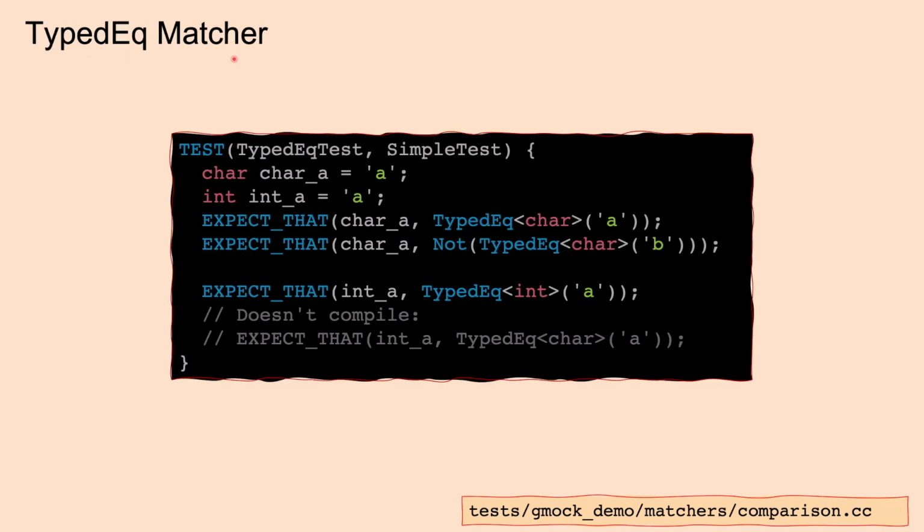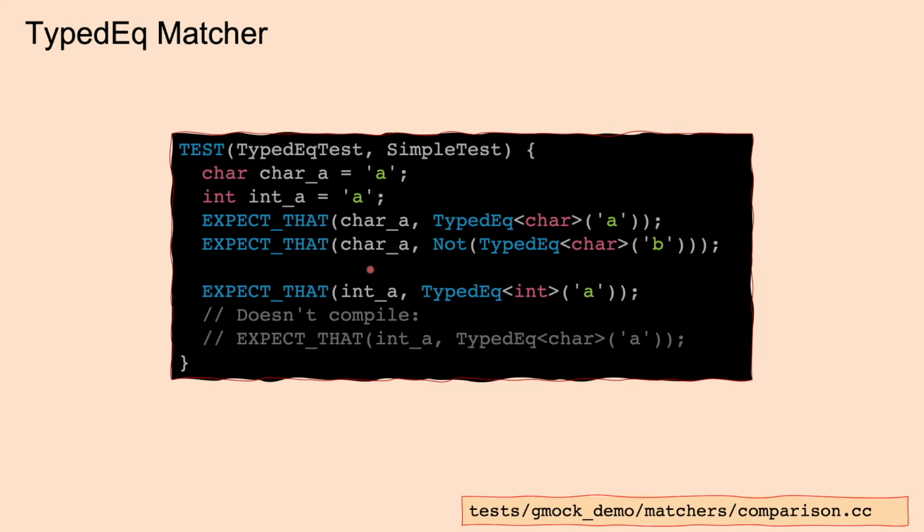Type EQ matcher. This matcher is used when you want to check both the type and the value of a variable. For example, here I define a character called char a to have the value a, and I defined an integer called int a to also have the value of a. Now I can say expect that char a, its type is a character and its value is letter a. Similarly, I can say for char a, it's not true that its type is a character and its value is b, because although its type is a character, its value is a.